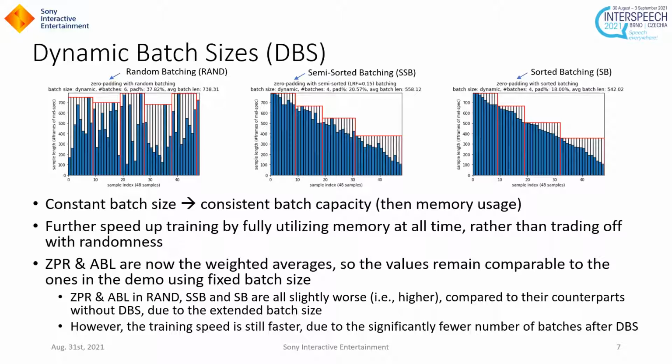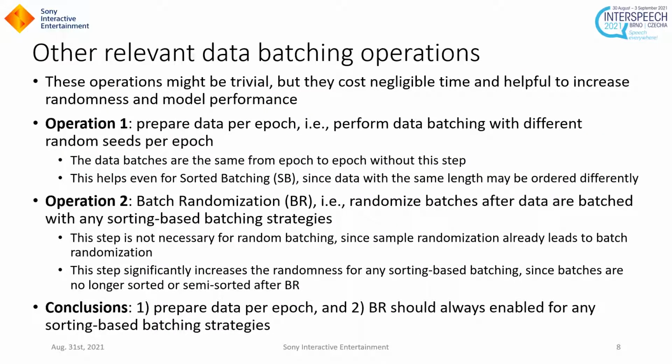To be honest, the zero padding rate and the average batch length in the random batching, semi-sorted batching, and sorted batching are all slightly worse, with higher numbers compared to their counterparts without dynamic batch size, due to the extended batch size. However, the training speed is still much faster due to the significantly fewer number of batches after using dynamic batch size.